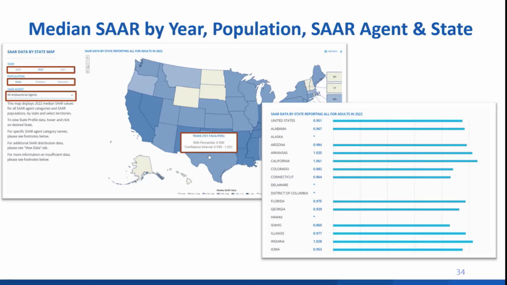Shown here is an example of the median SAAR value in 2022 for the all antibacterial agents SAAR category for the adult population in Texas. And if you prefer to view the same information displayed in a different format, the same information is also displayed below the map in an alphabetized state list.